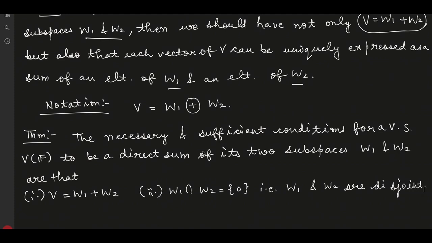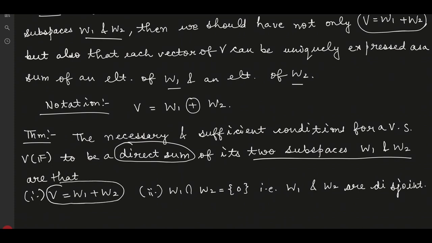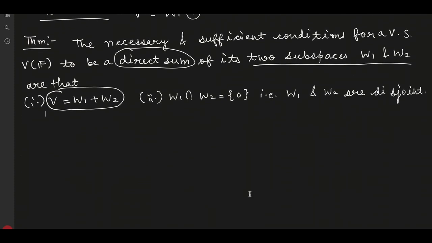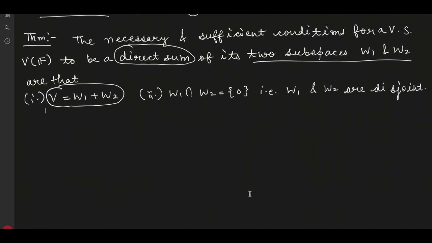So this is a necessary and sufficient condition for a vector space V over F to be a direct sum of its two subspaces W1 and W2. Firstly, vector space V can be written as the sum of two subspaces. Secondly, the two subspaces should be disjoint. Now let us see some examples.